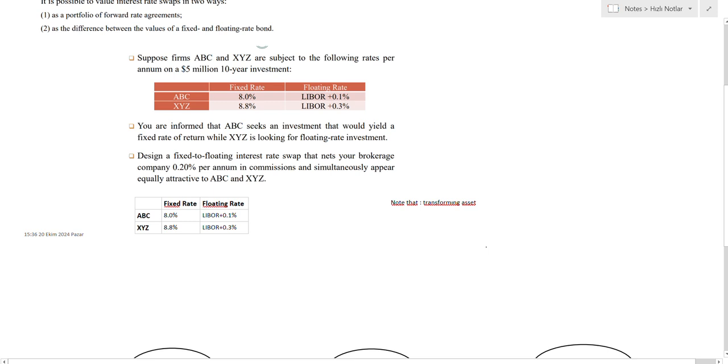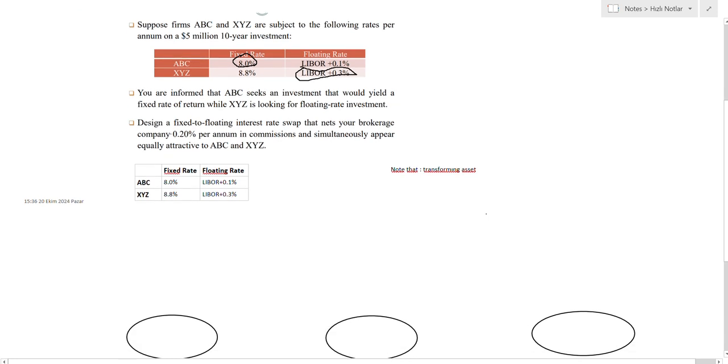Secondly, the question says that you are informed that ABC company seeks an investment that would yield a fixed rate of return, while XYZ is targeting floating rate investments. So ABC wants fixed rate investment, XYZ wants floating investments. Then, what is the question? Design a fixed to floating interest rate swap that nets your brokerage company, which is us here, 0.20% per annum in commissions and simultaneously appears equally attractive to ABC and XYZ.